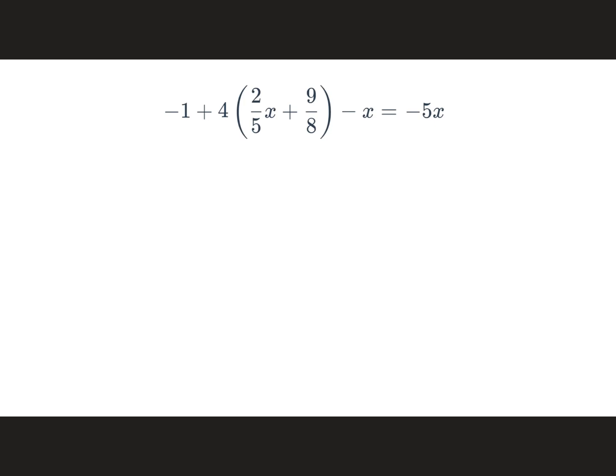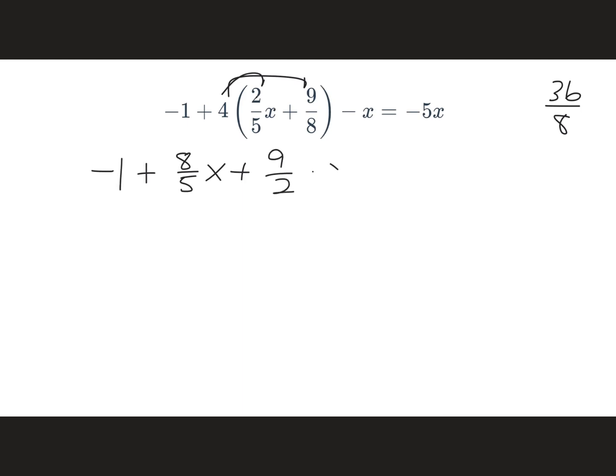So I'm actually going to distribute my 4 first to see if 5 and 8 are really going to be my final denominators or not. So here we go. I'm going to have negative 1 plus 4 times 2 is 8 over 5, so 8/5 x, plus 4 times 9 is 36 divided by 8. That's 36 eighths. But both of those can be divided by a 4, so that would become 9 halves.